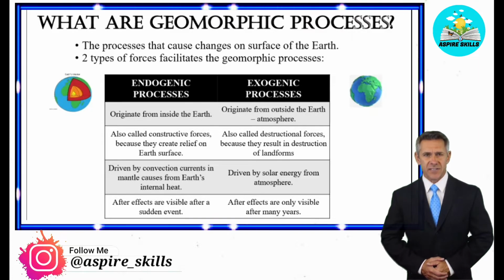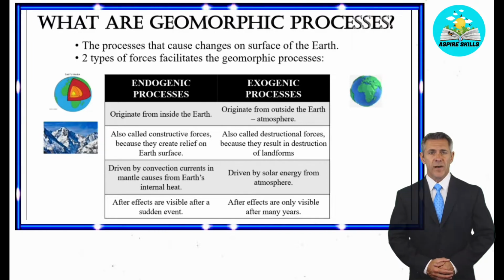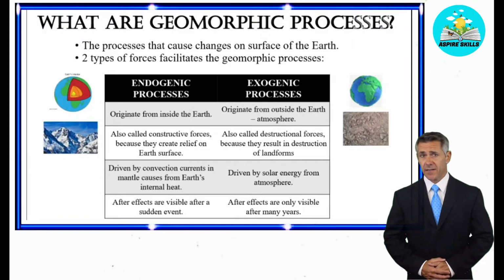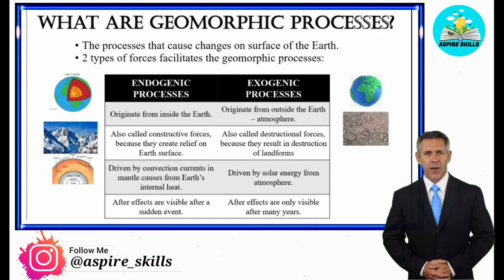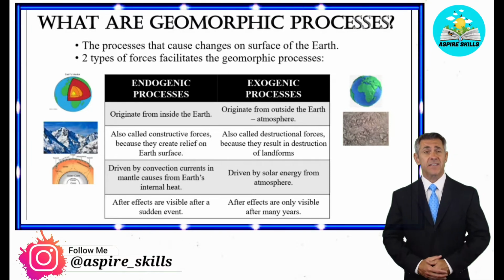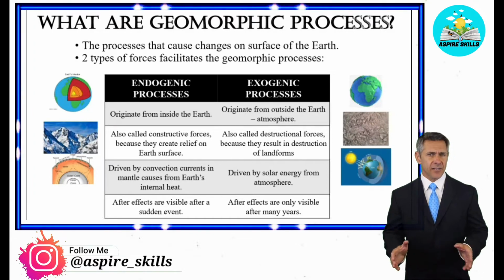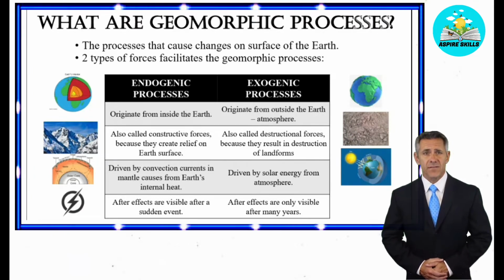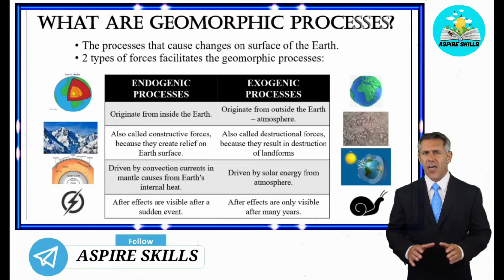surface, from the atmosphere. The endogenic forces create relief features on the surface of the Earth and hence are called constructive forces. On the other hand, exogenic forces are called destructional forces because they result in destruction of the landforms through erosion and weathering. Endogenic forces are driven by convection currents in the mantle caused from Earth's internal heat, whereas exogenic forces are mainly driven by solar energy from the atmosphere. Another difference is that the after effects of endogenic forces are visible after a sudden event, whereas the after effects of the exogenic forces can only be seen after a long time, about thousands or even millions of years. It is a very slow process.